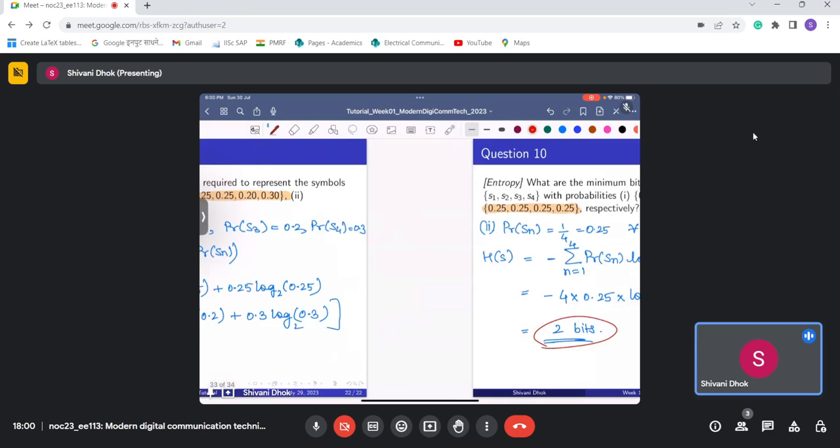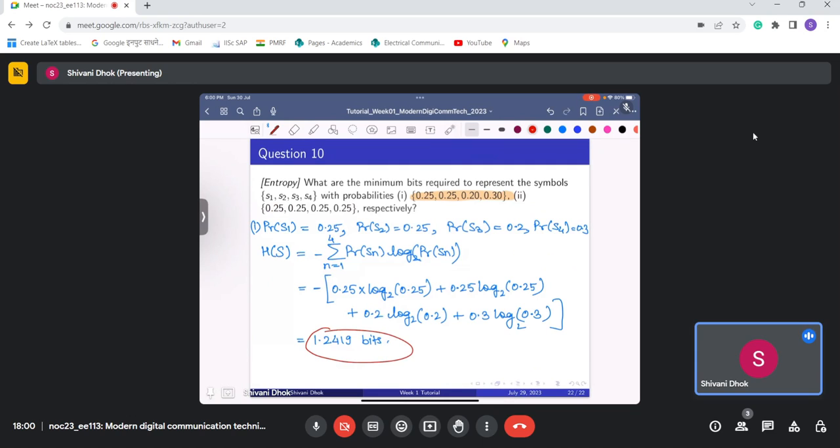Now if you observe the probabilities here, S1 takes probability 0.25, S2 is 0.25, S3 is 0.2, and S4 is 0.3. That is, the S4 symbol occurs more frequently compared to the other symbols, and S3 is less frequent compared to all the other symbols. That is, there is a little bit less uncertainty involved here. We know that S4 will appear more often compared to S1, S2 and S3, and that S3 will appear much less often compared to S1, S2 and S4.